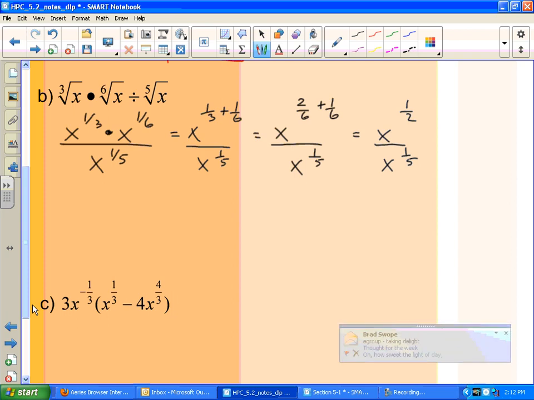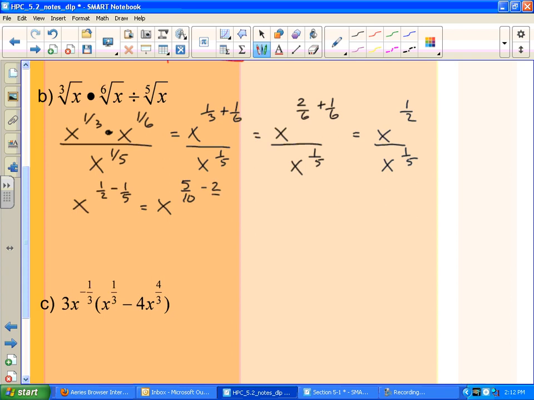And then that is a quotient, which means I can go ahead and subtract. Again, thinking about common denominators, 1/2 minus 1/5. Same thing as x to the 5/10 minus 2/10. X to the 3/10. And there you are.